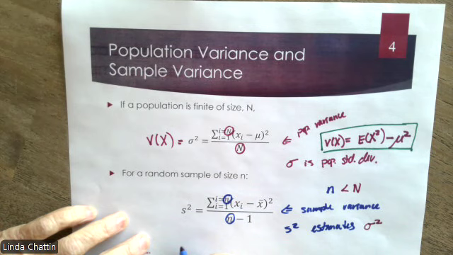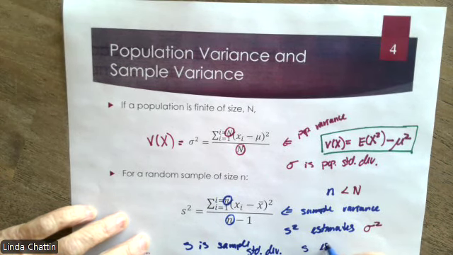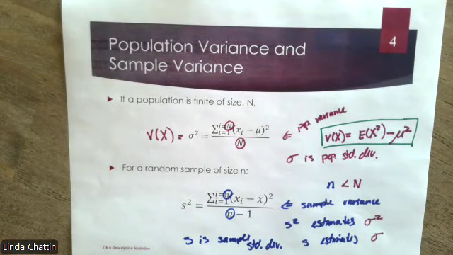And if I wanted to get s, the sample standard deviation, s estimates our population standard deviation right there. So that is the difference between population variance and sample variance. The previous slide is the difference between population mean and sample mean.